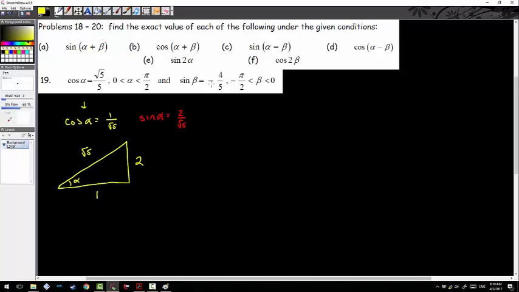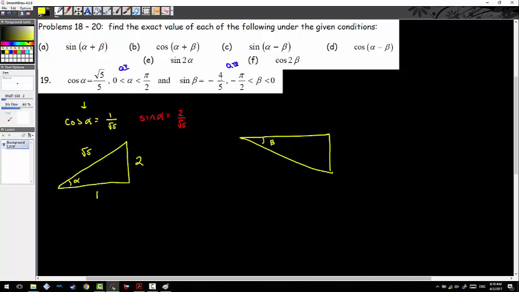Sine of beta is equal to negative 4/5. We know that beta is in between negative pi over 2 and 0. Well, what does that tell us? Well, that tells us we're in quadrant 4. So this is a quadrant 4 triangle, and I'll go and label this while I'm at it. I forgot to tell you, quadrant 1. Hopefully that makes a little bit of sense. Let's go ahead and draw a quadrant 4 triangle here on this side, where this is my angle beta.